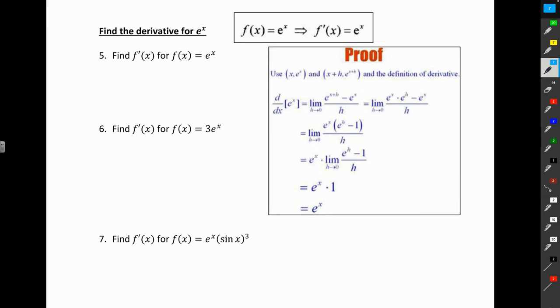Now we're going to use some derivatives that require us to look at the derivative of e to the x. And the derivative of e to the x is e to the x. And I have a proof here if you're interested. I'll go through it very, very quickly.